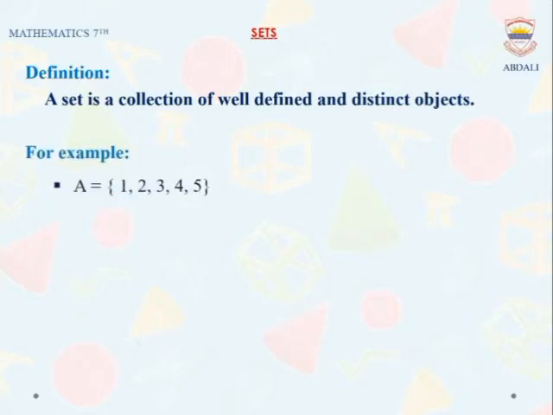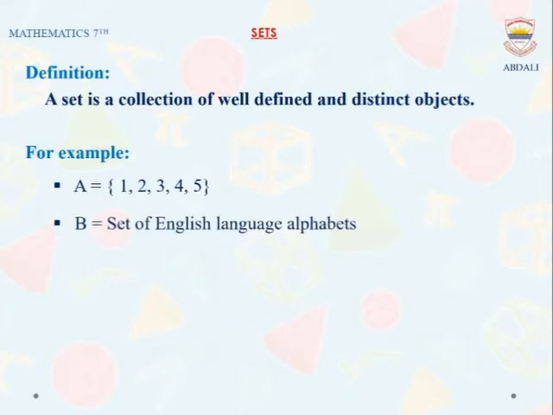Here is an example, a set A. We can give any name to the set. Here is a set whose name is A, and we will write the set in curly braces: 1, 2, 3, 4, 5 is a set. It is a set because all the objects are well defined and all the objects are distinct from each other. Here is another example.